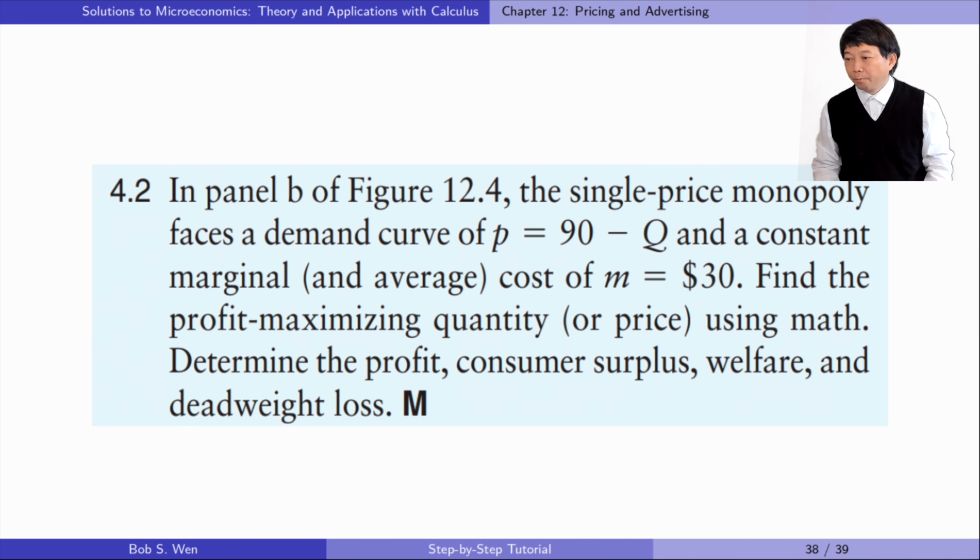Let's solve exercise 4.2. In panel B of figure 12.4, the single price monopoly faces a demand curve of P equals 90 minus Q and a constant marginal and average cost of 30. Find the profit maximizing quantity and price using math. Determine the profit, consumer surplus, welfare, and deadweight loss.